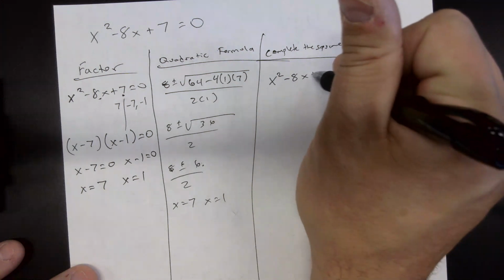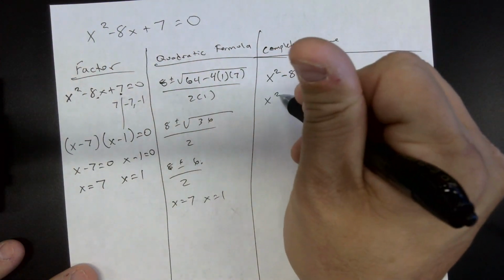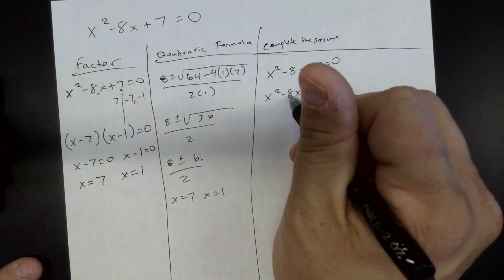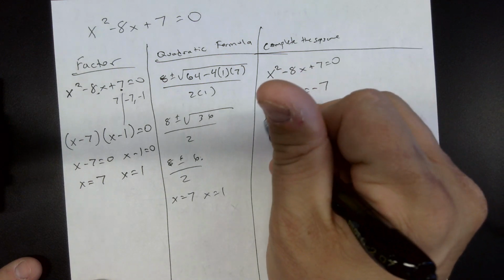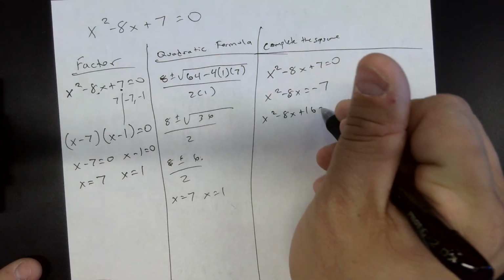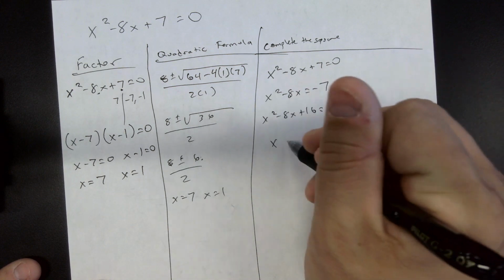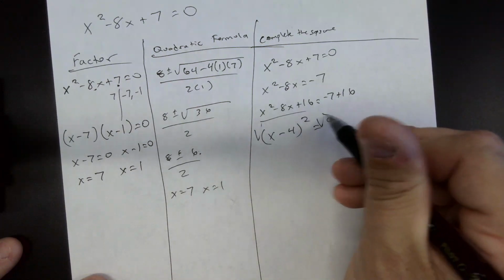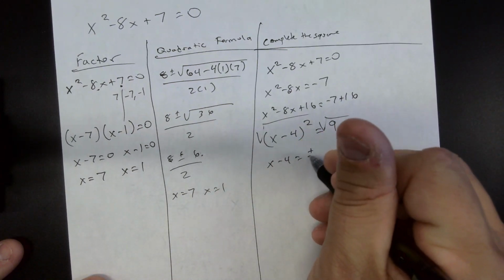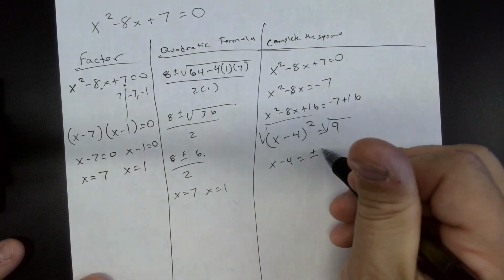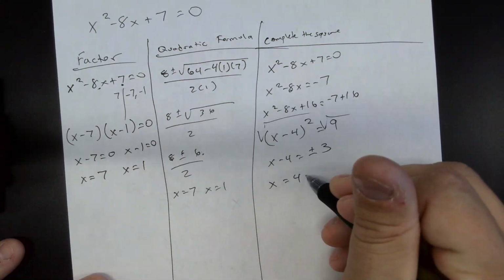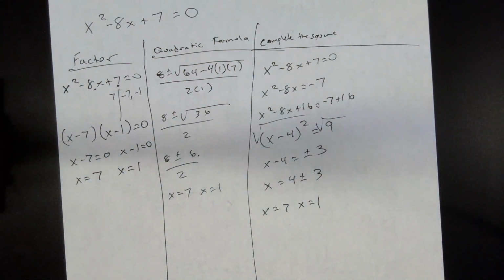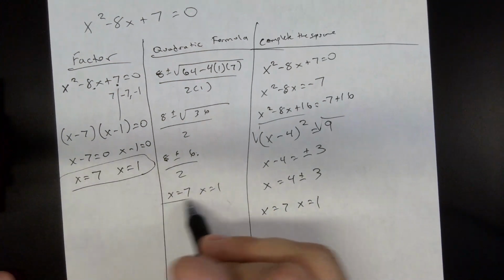X squared minus 8x plus 7 equals 0. If you complete the square, you've got to get the x squared and x together. Take 1/2 of this, square it, which gives us 16. And then we're going to add that to both sides. So x minus 4 squared equals 9. You square root both sides. X minus 4 equals plus or minus. What's the square root of 9? 3. So x equals 4 plus or minus 3. So x equals 7. X equals 1. Oh, look at that. 7 and 1.